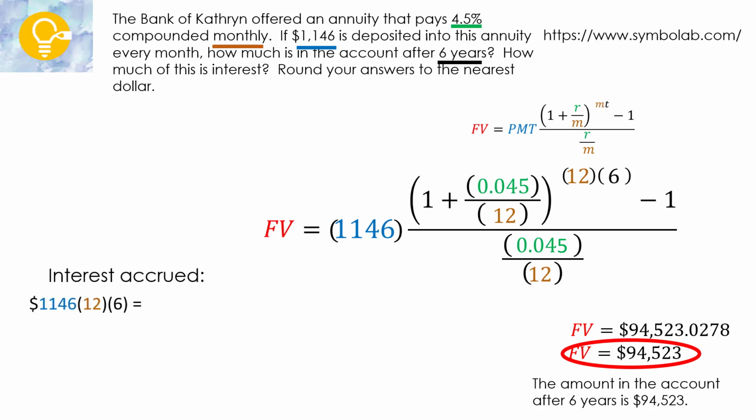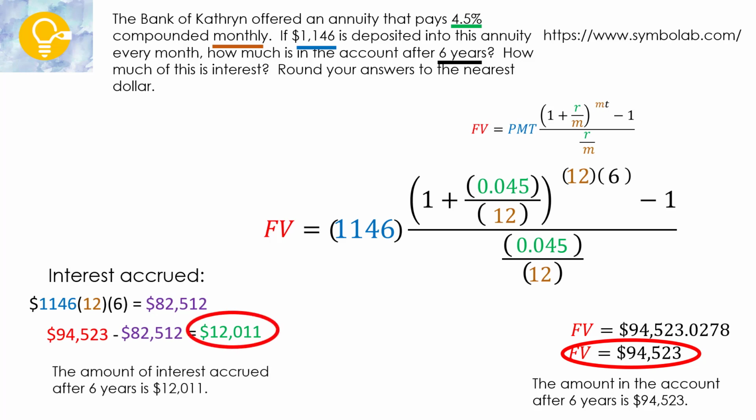We're going to take our monthly payment, $1,146, times 12, because it's monthly, times 6, that's the number of years. So we invested $82,512. We take our future value minus what we invested, and that gives us our interest. The amount of interest accrued after 6 years is $12,011.